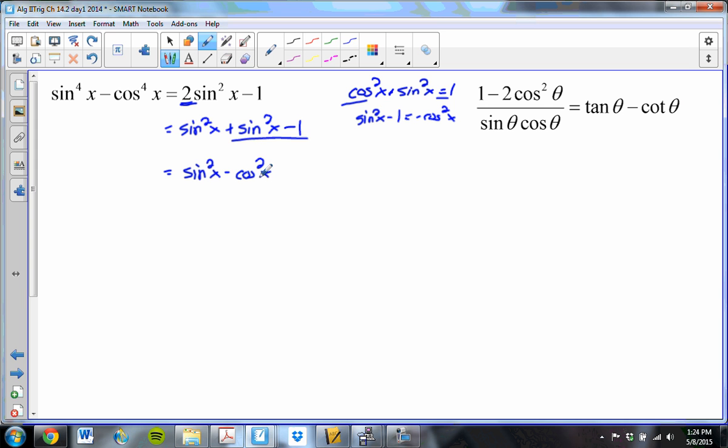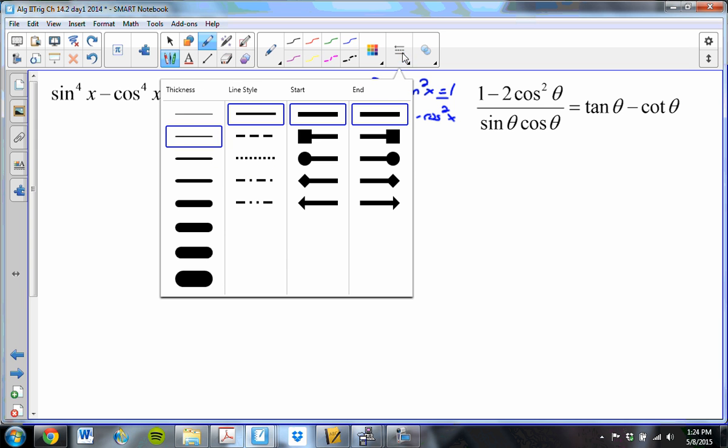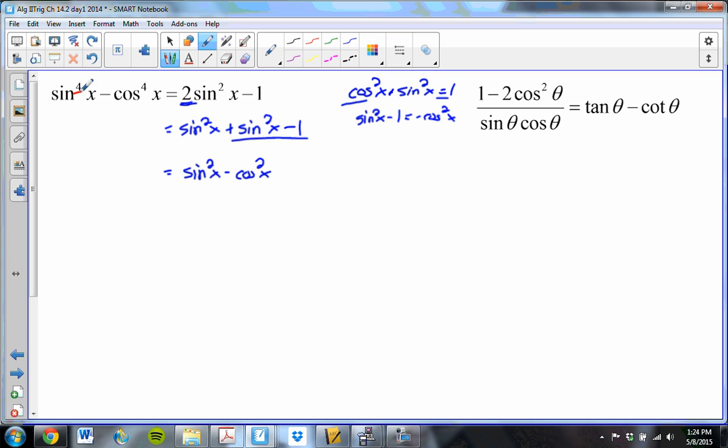You're free to play with the two sides independently. That's not an issue. This is a difference of squares. Sine to the fourth and cosine to the fourth are both perfect squares, so I can think about it as a difference of squares. Sine squared x minus cosine squared x, and sine squared x plus cosine squared x. Oh, but sine squared and cosine squared is just 1.